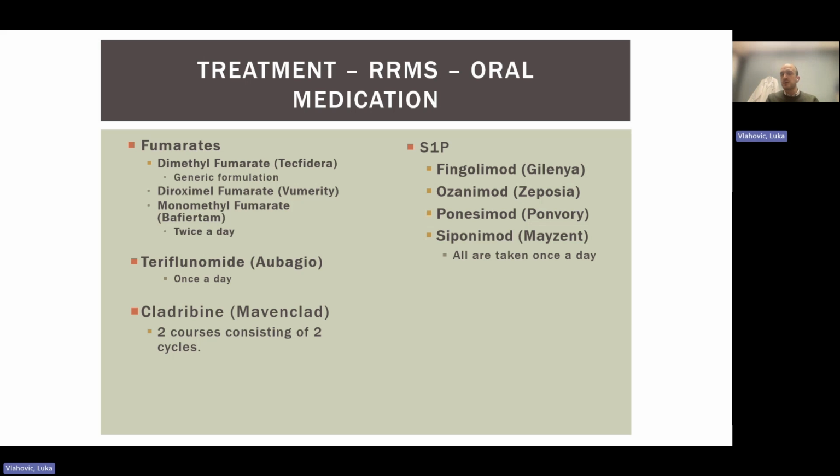And then each of them has some specific side effects. For example, Aubagio is contraindicated in people who are planning to have children. These medications, S1P, should be avoided in a situation of diabetes or cardiovascular risk factors. So it's important to consider all of those when assessing what will be the most appropriate disease modifying option for a specific patient.